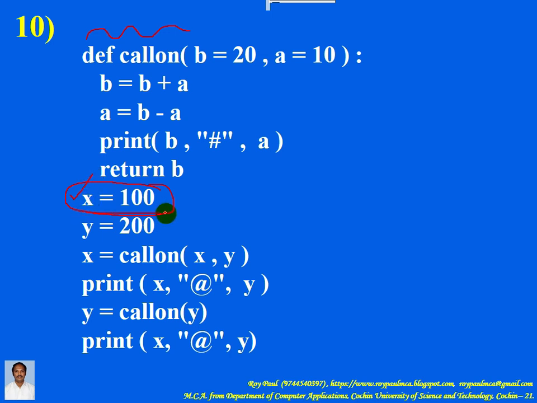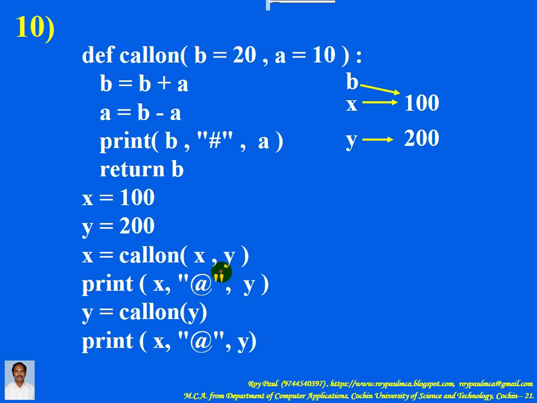X is pointing to 100. Now y is equal to 200, so y is pointing to 200. Now here you call the function. When you call a function, control reaches the point where the function is defined. The first argument is passed to first parameter. So b is pointing to x. So to this x, b is pointing.